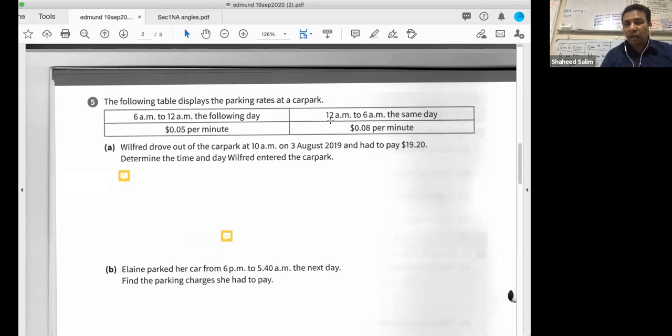So now you must count from 10 a.m. to 12 a.m. backwards. That means you start from 12 a.m. to 10 a.m. How many hours is that? And then you times by how many minutes? 10 hours. How many minutes is that? Then times by 8 cents, you get the amount.